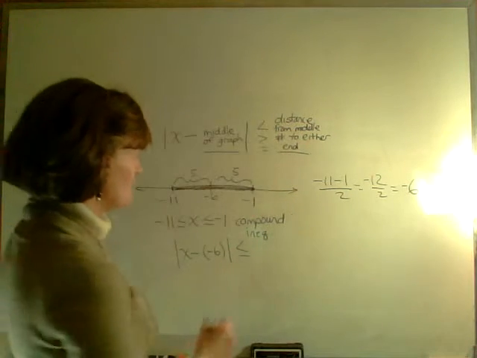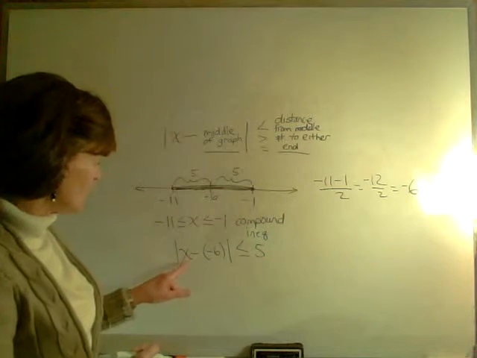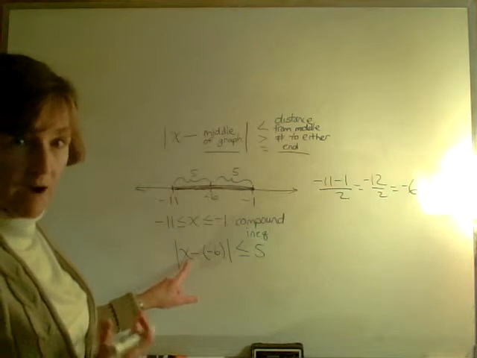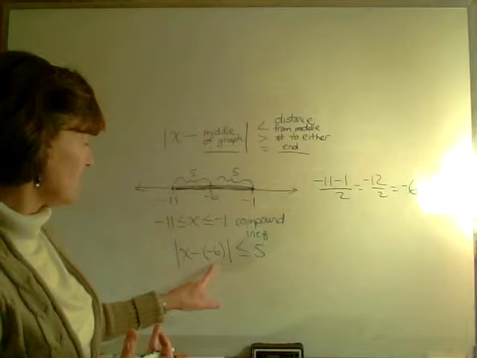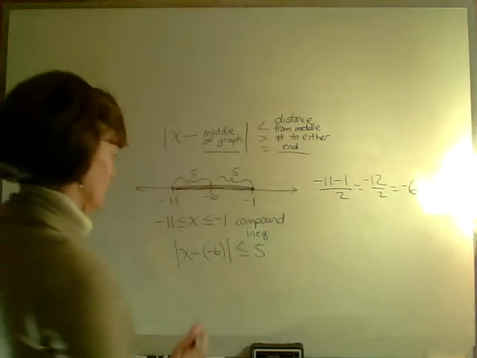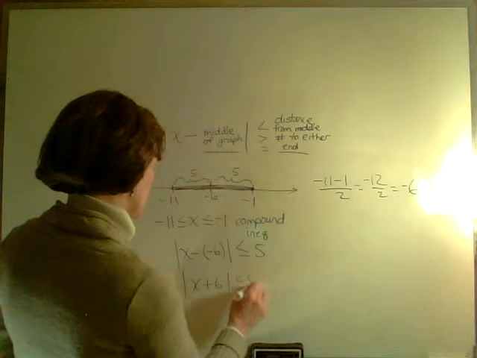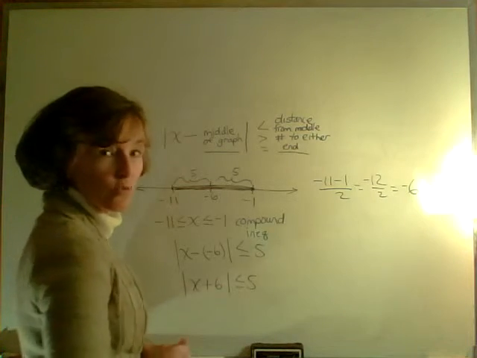And then the distance from the middle to either end is 5. So this says the distance from my number to negative 6 can be no more than 5. Now we would just clean this up and make it x plus 6 less than or equal to 5.